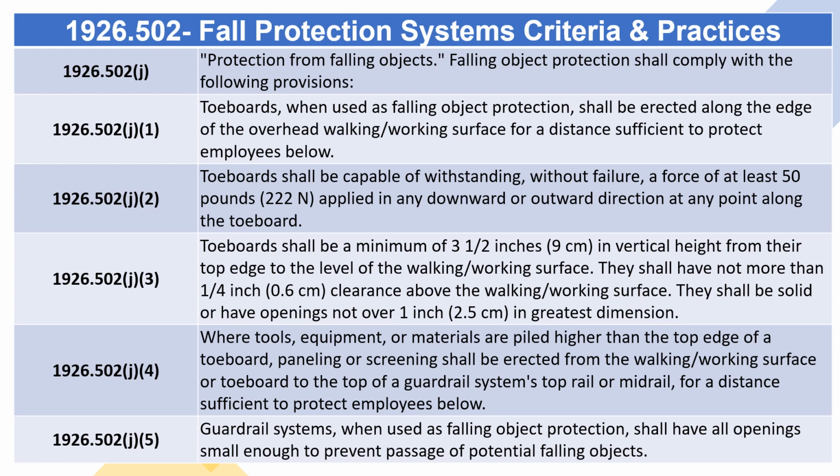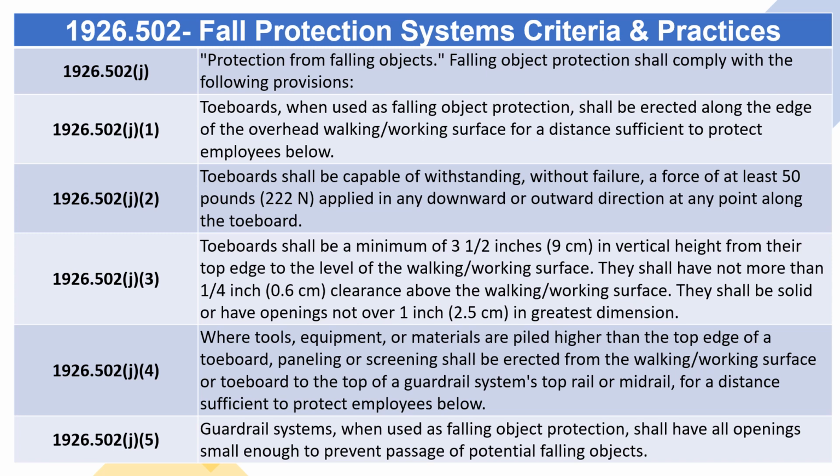1926.502 J3. Toe boards shall be a minimum of 3.5 inches (9 centimeters) in vertical height from their top edge to the level of the walking/working surface. They shall have not more than 1/4 inch (0.6 centimeters) clearance above the walking/working surface. They shall be solid or have openings not over 1 inch (2.5 centimeters) in greatest dimension.